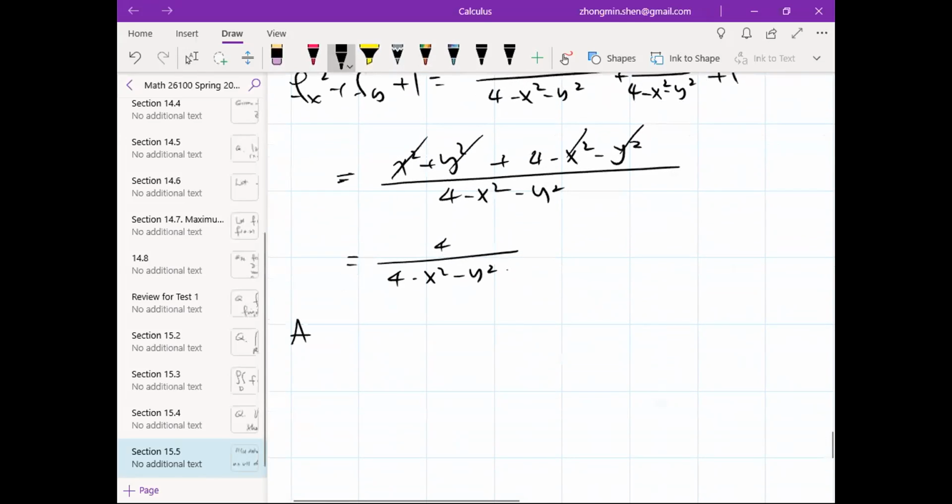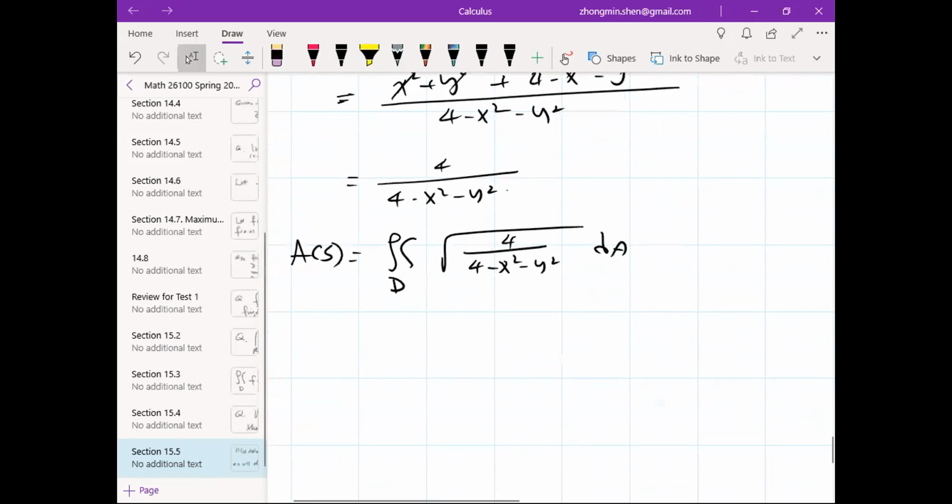Finally, the surface area is going to be the double integral of the square root of 4 over 4 minus x squared minus y squared here. All right, so how do we evaluate this integral? The best way to evaluate this integral is to use polar coordinates. Okay, you still have to do a kind of substitution. We call it polar substitution, whatever.